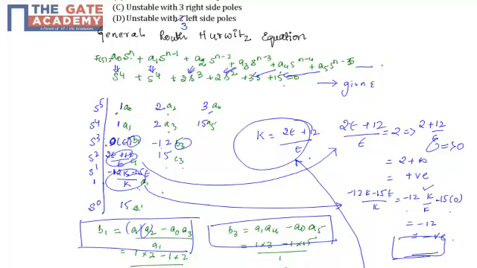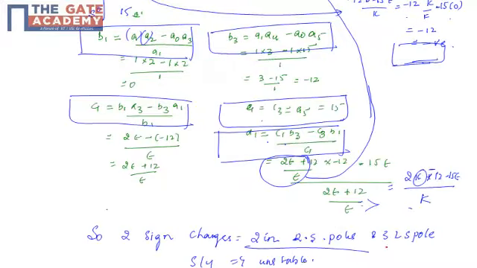From this table we can see that there are 2 sign changes, that is from plus to minus and minus to plus. So we know that there are 2 roots on the right side of the plane, and the standard condition says that if any poles are on the right side of the plane, the system is said to be unstable.